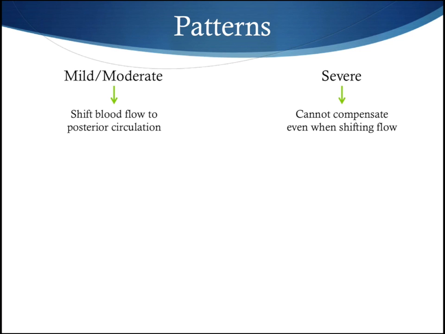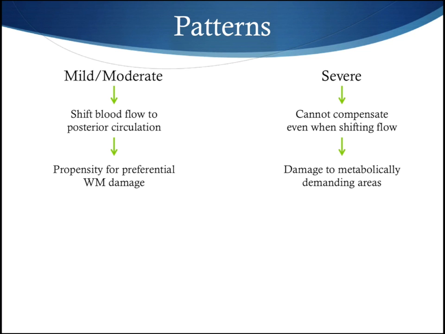These two states affect what we know about the underlying hemodynamics and will help us understand the patterns of injury. In the mild to moderate hypoxic states, blood flow is shifted to the posterior circulation to support more vital structures of the brain, including the brainstem. This blood flow shift results in preferential damage to the white matter while preserving more metabolically demanding areas such as the deep gray nuclei and brainstem.